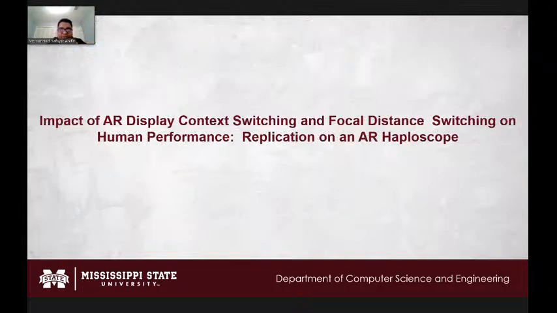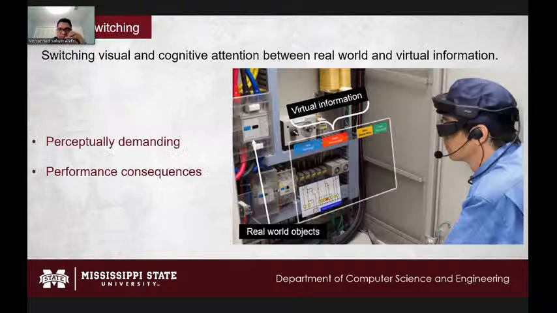Among various projects, today I'll talk about the impact of AR display context switching and focal distance switching on human performance, for application on an AR Haploscope. In this talk, I'll discuss the context switching issue, the focal distance switching issue, a little bit about the AR Haploscope, and I will explain how we successfully replicated an experiment on an AR Haploscope. So let's start with context switching.